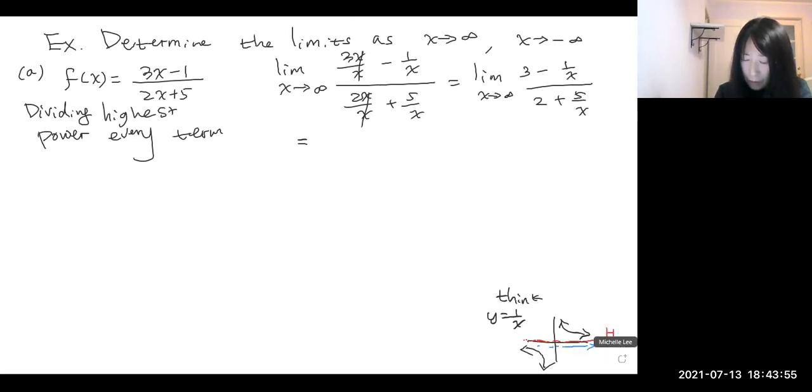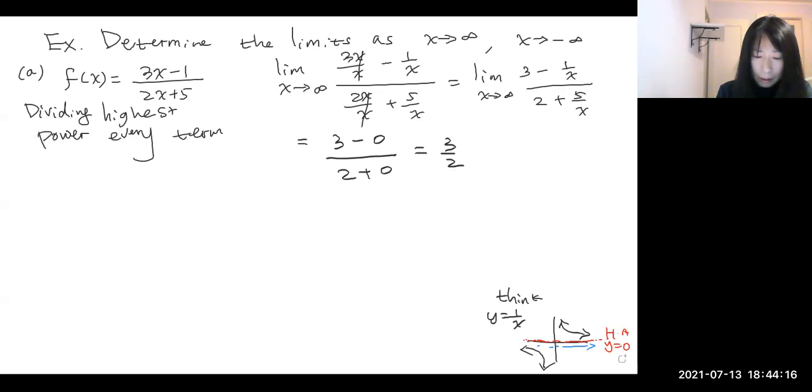Okay, y equal to 0. All right, so then 3 minus 0 over 2 plus, same as 5 over x, right? Okay, then we get 3 over 2.